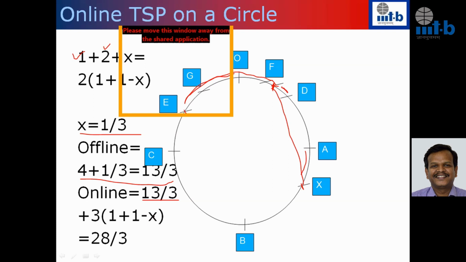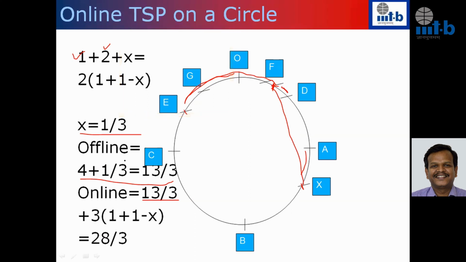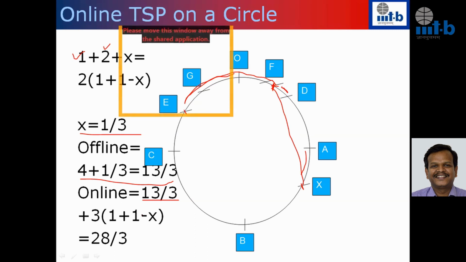So if you plug in x equal to 1/3, what you get here is 28 by 3. So the online algorithm will finish everything in 28 by 3, but the offline algorithm will finish everything by 13 by 3 time. So the competitive ratio is 28 by 13, which is strictly greater than 2. So here we are forcing the online algorithm to move back and forth in one direction, whereas the offline algorithm will finish something on the other side, right?